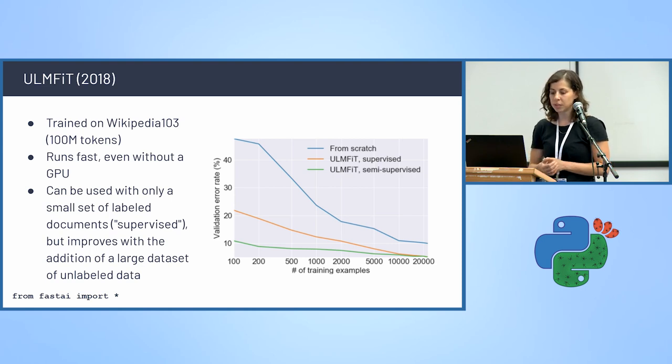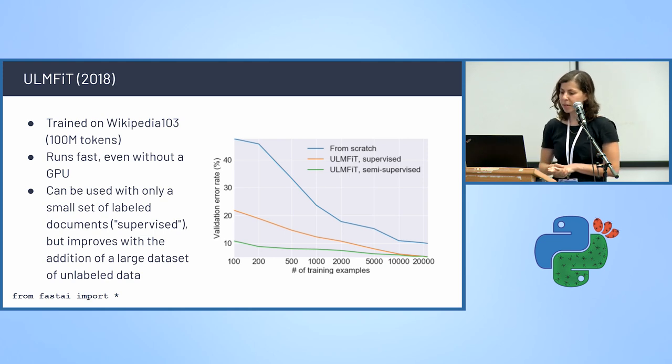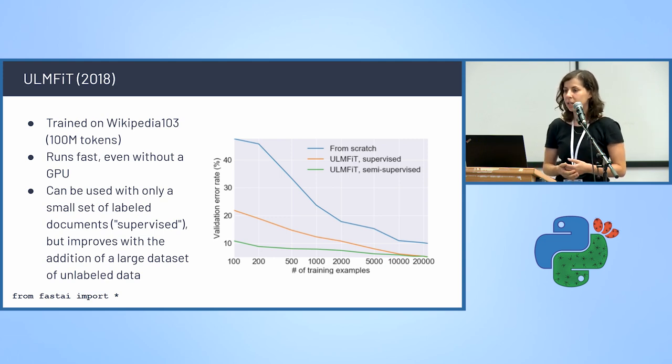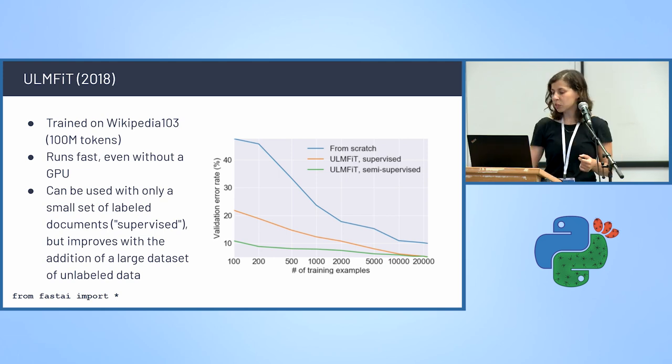For this, we used ULMFIT by FastAI, and this was trained on about 100 million tokens, the Wikipedia 103 data set. It runs very, very fast, even without a GPU, and if you only have a small set of labeled documents, you can use it in a supervised manner, and it'll give quite good results, but it improves if you have the additional unlabeled data set that you adapt to. So the graph on the right here is IMDb, and you see that it gives a huge improvement in performance, especially when you don't have a lot of training examples.